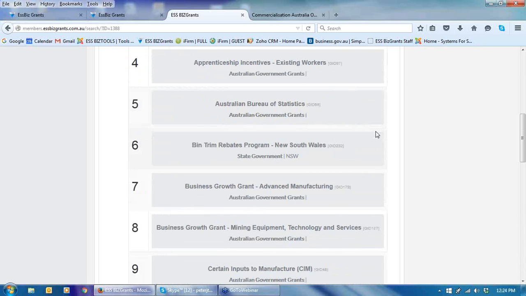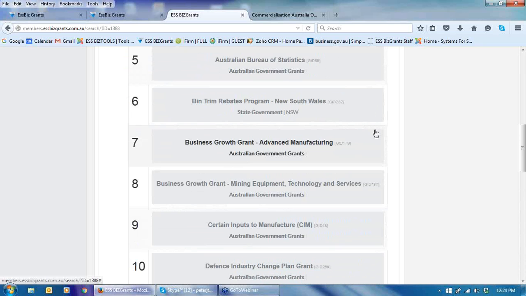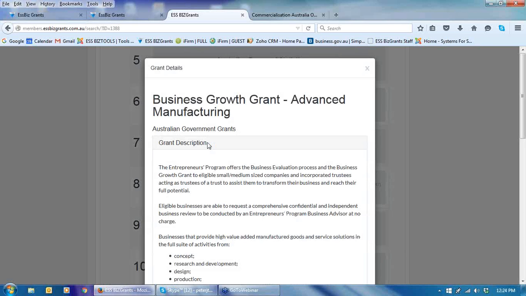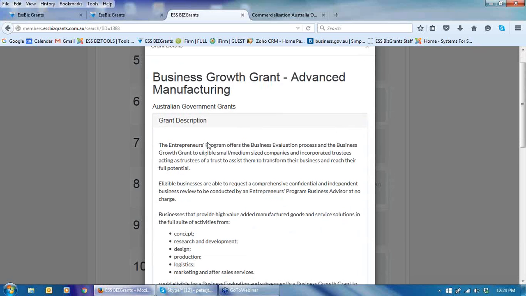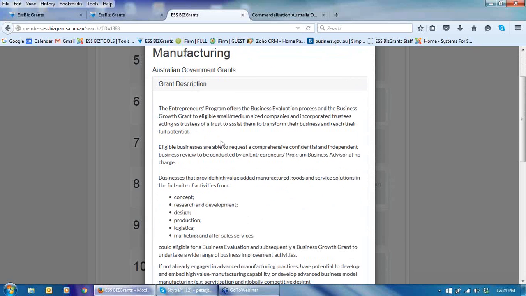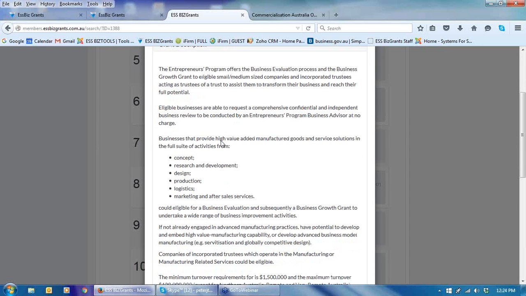There are a number of apprenticeship grants. Apprenticeship grants are basically available for every type of employer. I just want to pick on a couple of others. This business is in New South Wales, so you can see New South Wales grants are coming into the equation. But I'm going to pick on Business Growth Grant, Advanced Manufacturing, because this is a very popular grant that I just wanted to draw to your attention.